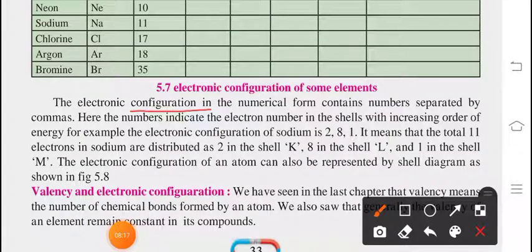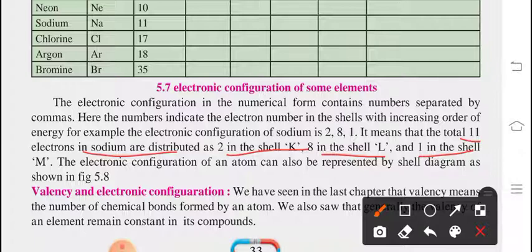The electronic configuration in the numerical form contains numbers separated by commas, which we have seen above. Here the numbers indicate the number of electrons in shells with increasing order of energy. For example, the electronic configuration of sodium is 2, 8, 1. It means that the total 11 electrons in sodium are distributed as 2 in shell K, 8 in shell L and 1 in shell M. The electronic configuration of an atom can also be represented by a shell diagram as shown in the figure.